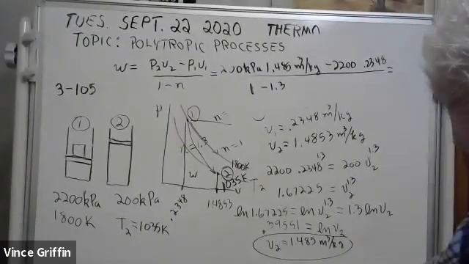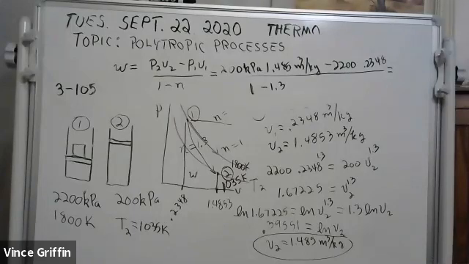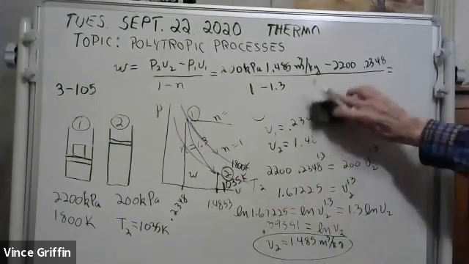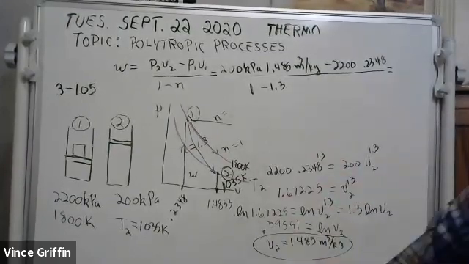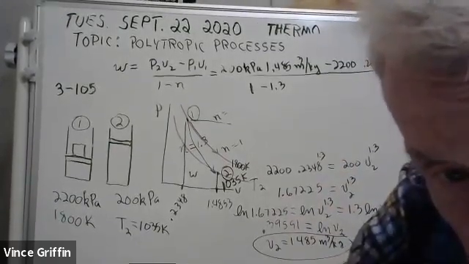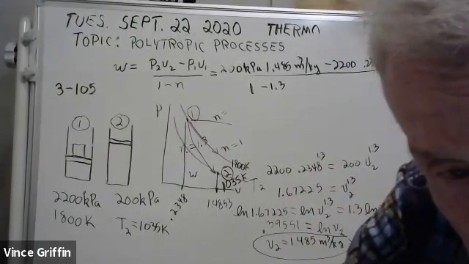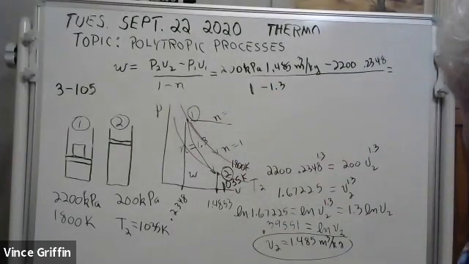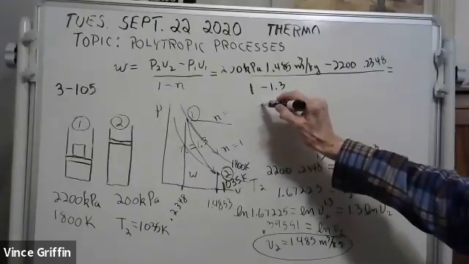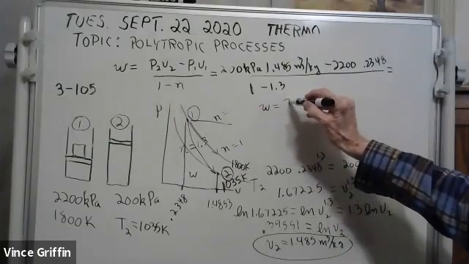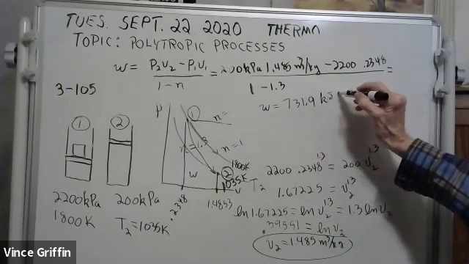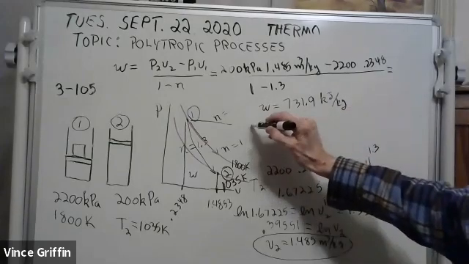Well, I got an answer. I don't know if it's right or not, but I got an answer. Let me ask some of you what you got. We'll see if it's the same thing I got. How about my friend Nathan? Nathan, what'd you get? 731.87 kilojoules over. That's exactly what I got. I got a work per mass of 731, you can round it off to 0.9 kilojoules per kilogram. Now let's check our work.